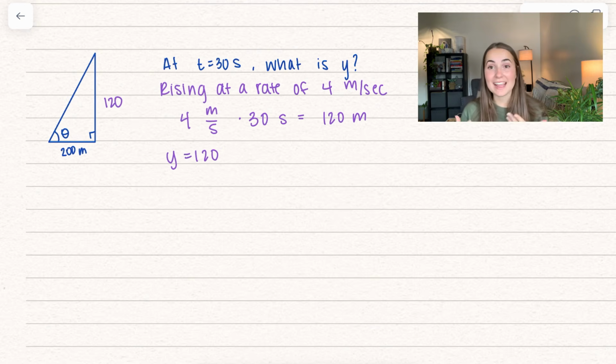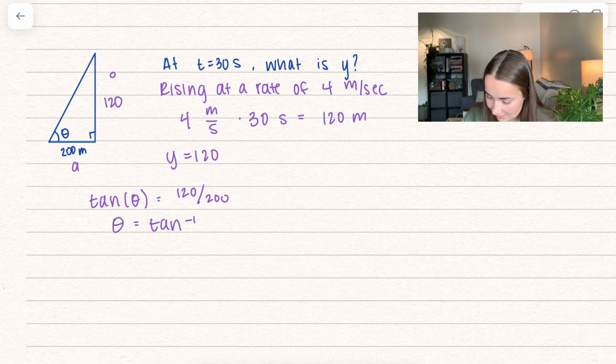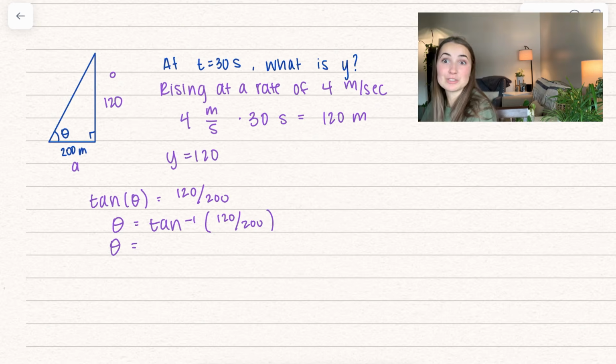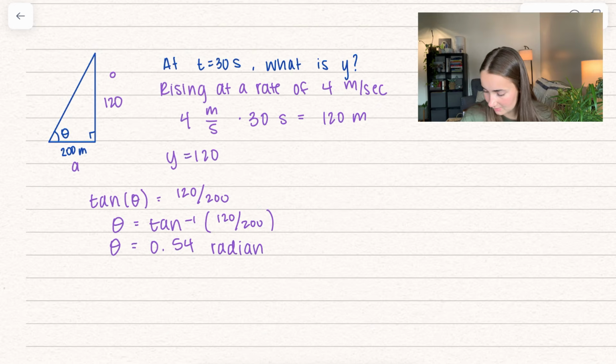And now this tells me I can actually find theta, and I can find theta using the same process. So I know tangent of theta is going to be equal to opposite over adjacent. So here I get 120 divided by 200. And if I want to get theta all by itself, I take inverse tangent of both sides. So I get inverse tangent of 120 over 200. I'm going to go ahead and use Desmos to find out what that value is equal to. Okay, in terms of radians, because that's what I'm working with, I get 0.54, and we'll leave it at that. So this is going to be 0.54 radians.